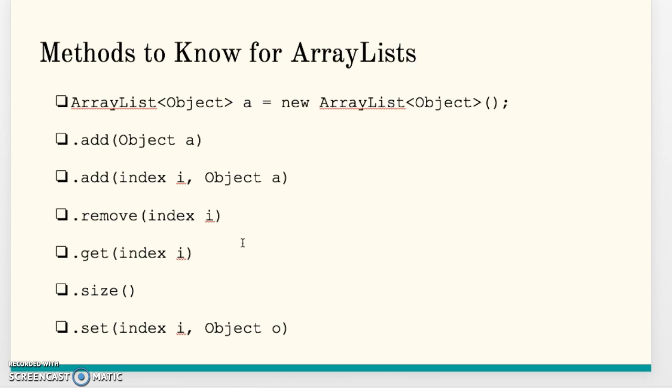Get allows us to access a specific value. Size tells us how big the array list is. And then this method .set allows us to change a value. So basically, add with two parameters is going to function like an insert, and then set is going to take a value that was already there and replace it with another value. So you cannot use set to add a new element to an array list to make its size bigger. You can only use set to change or replace something that was already there.